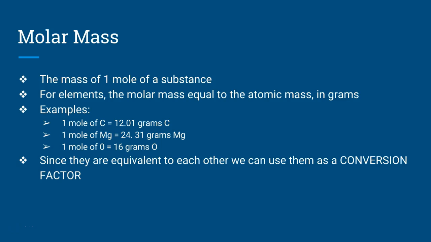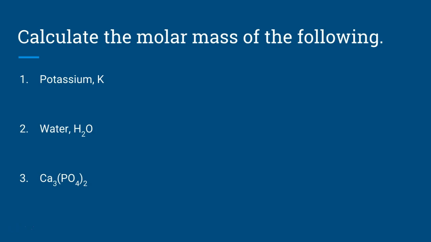And since these things are equivalent to each other, again, we can use them as conversion factors. So if I had 1 mole of potassium, what is the molar mass of potassium? So what I would do is look up on the periodic table, find potassium, remember potassium is K, and I would find out that the molar mass of potassium is 39.1 grams of potassium.